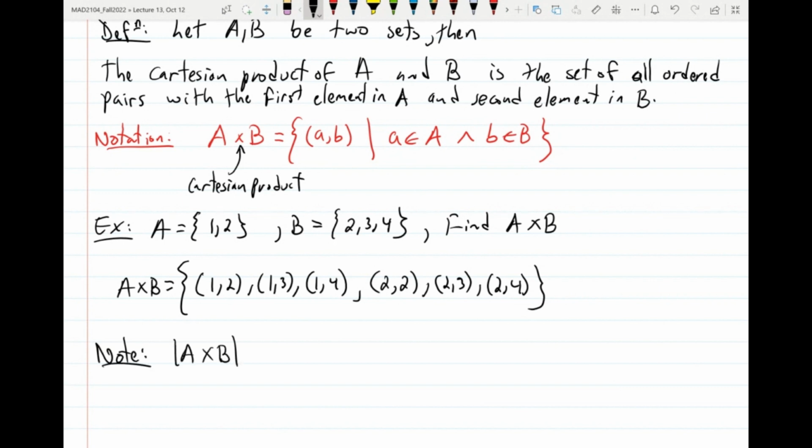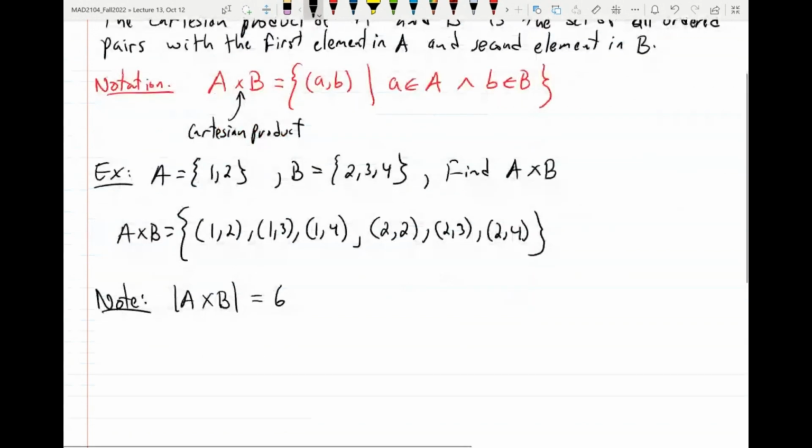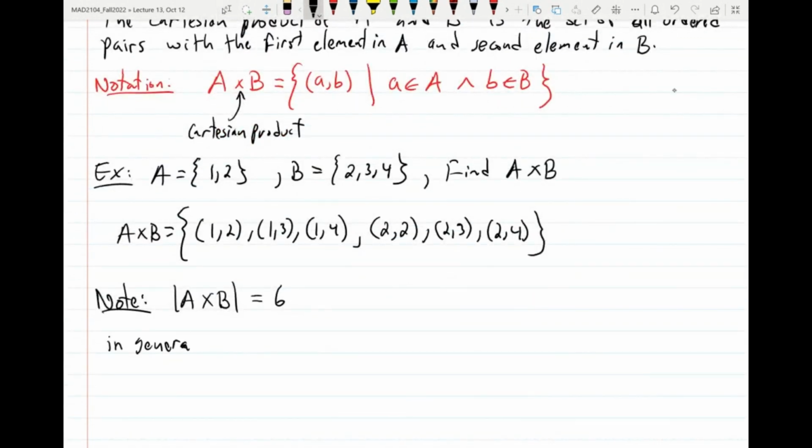What's the cardinality of A cross B? In this case, it's 6. So, okay, 6. So, in general, what do you think it is? Notice that 6 is 2 times 3, where 2 is the cardinality of A and 3 is the cardinality of B. Because what I told you, for each element of A, you have these many pairs, right?